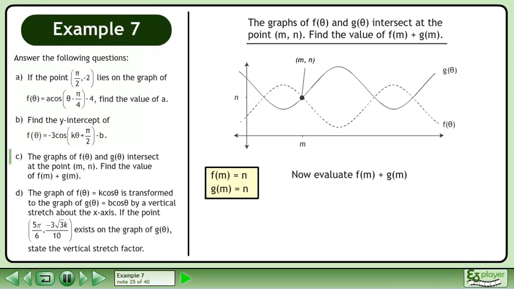Now evaluate f at m plus g at m. Both f at m and g at m are equivalent to n. Add to get the answer 2n.